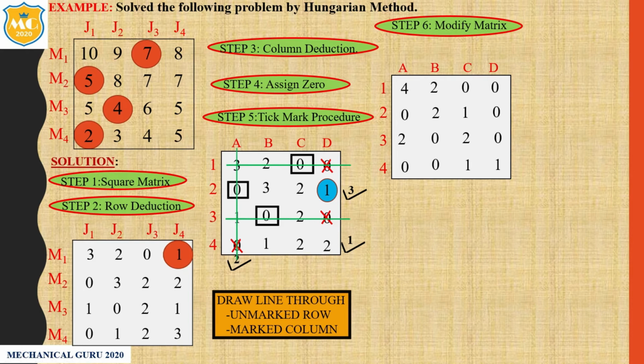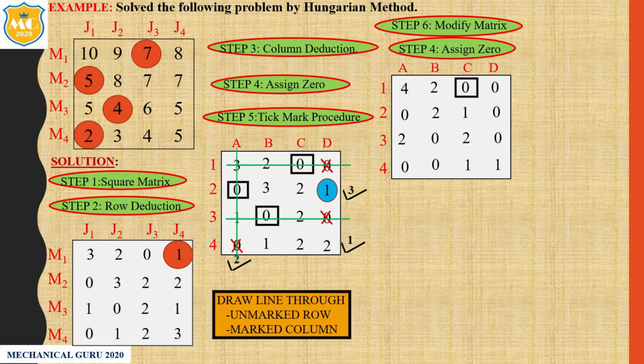Now again we have to apply the step number 4, that is assign 0. Now starting from the first row, again is there any single 0? No, there are 2 zeros. So leave that row. Second row again there are 2 zeros. Third row again 2 zeros. In the last again 2 zeros. Now starting from the column. So in the first column, is there any single 0? No. Second column, no. In third column, yes.